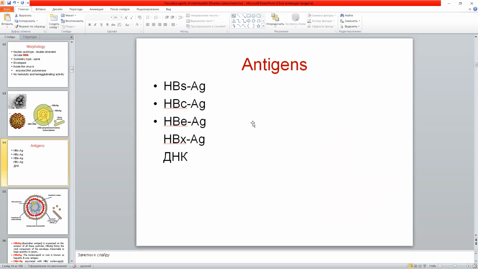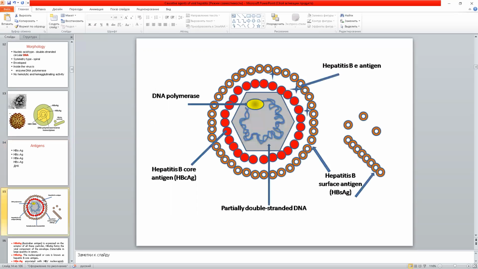The hepatitis B virus has 4 antigens. They are very famous, and you should memorize them: HBS antigen, HBC antigen, HBE antigen, HBX antigen, and DNA polymerase is antigen 2. It is a weak antigen anyway. And there is a scheme of the antigenic structure of hepatitis B virus. This is DNA. This is DNA polymerase. And it is surrounded by a protein capsid, and there is an envelope.